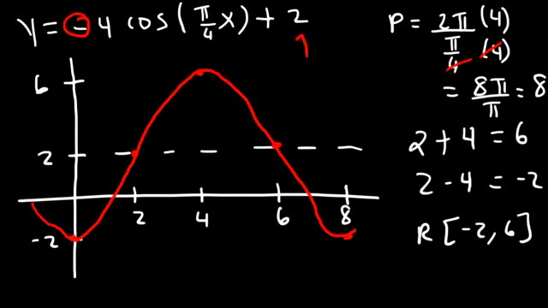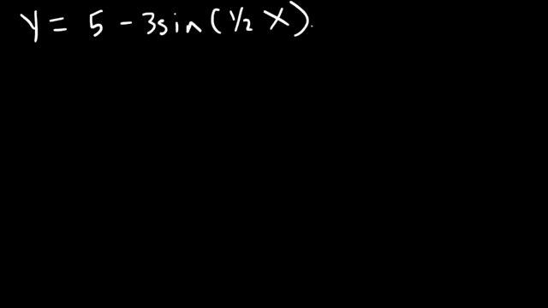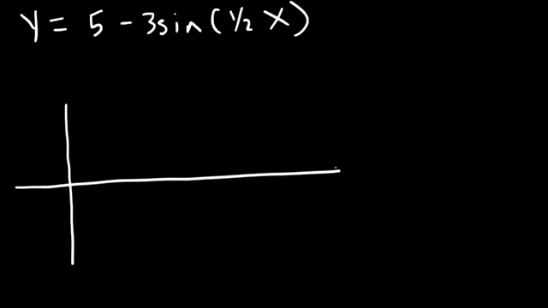And so that's our cosine graph. It's been shifted up 2 units. It's reflected over the x-axis due to the negative sign. It's vertically stretched by a factor of 4, because that's the amplitude. And we have a period of 8. Now go ahead and try this example. Let's say that y is equal to 5 minus 3 sine 1/2 x. So what do you think we should do at this point? How should we graph this function?